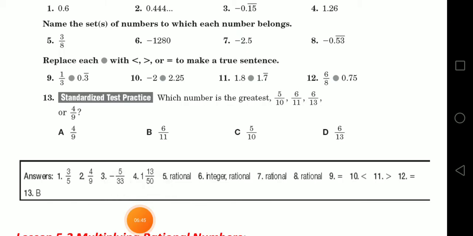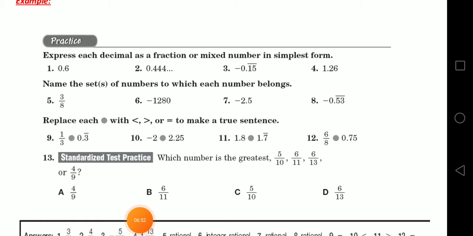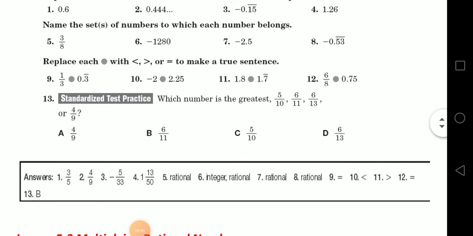Name the sets of numbers to which each number belongs. Let's see this one. I have here the first, 3/8, it's a rational number. Negative 1280, this is a rational, and what else? Integer. I have negative 2.5. Negative 2.5, of course, it's a rational number, and the other one is also a rational number.